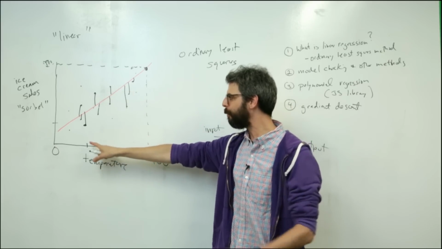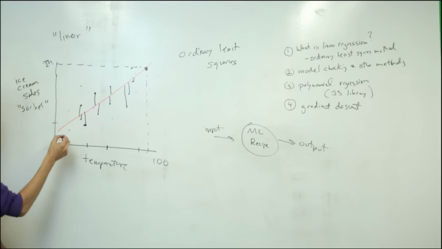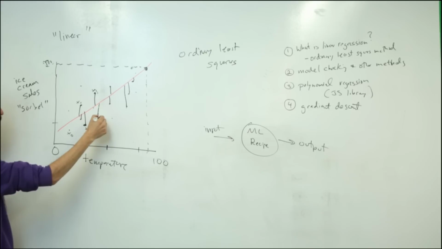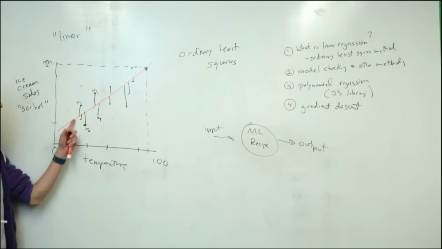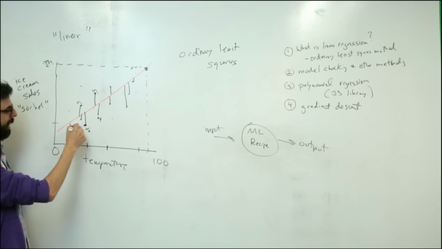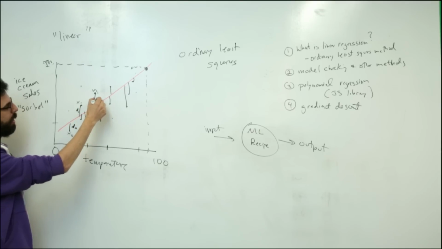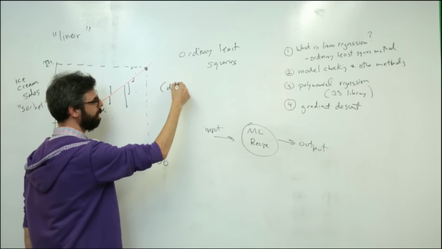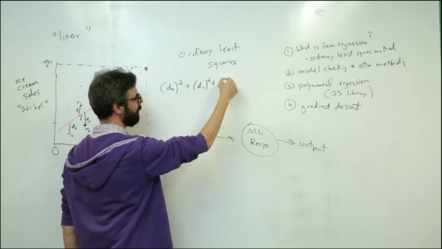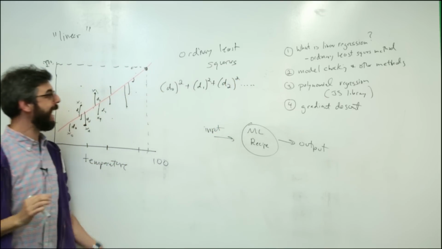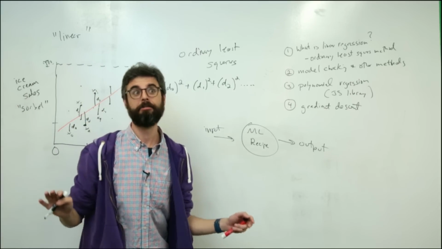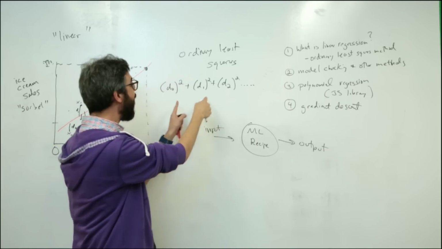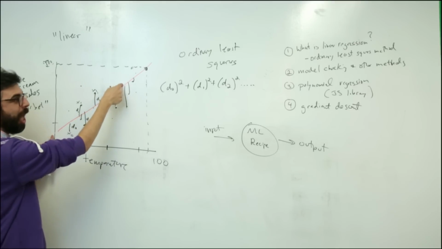So if we think of all of these as data points, x0, x1, x2, x3, x4, we could think of all of these distances as d0, d1, d2, d3, d4. If we took all of these distances and squared them, d0 squared plus d1 squared plus d2 squared, et cetera, and added them all together, that's the sum of all the squares of all the differences. We want to minimize this value. So how do we find a line that minimizes all of those?